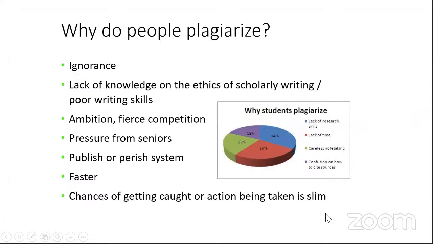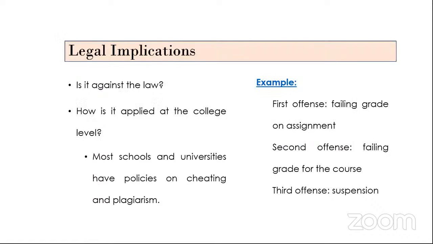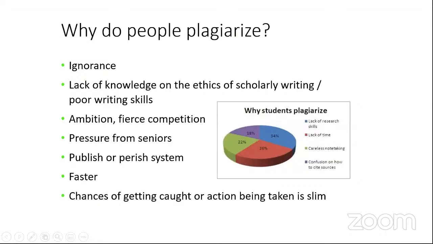Chances of getting caught or action being taken are slim. This is the last point. At a smaller scale, until it is published in a very big journal or with good publishers, the chance that you will get caught, or that serious action will be taken against you because you have plagiarized, is very less. So the scientific community feels, okay, let me go for publishing. Who is bothered? Who is going to see whether I have copied or not? So these are the reasons why the scientific community can go for plagiarizing, and these are the simple reasons why a student would go for plagiarizing.